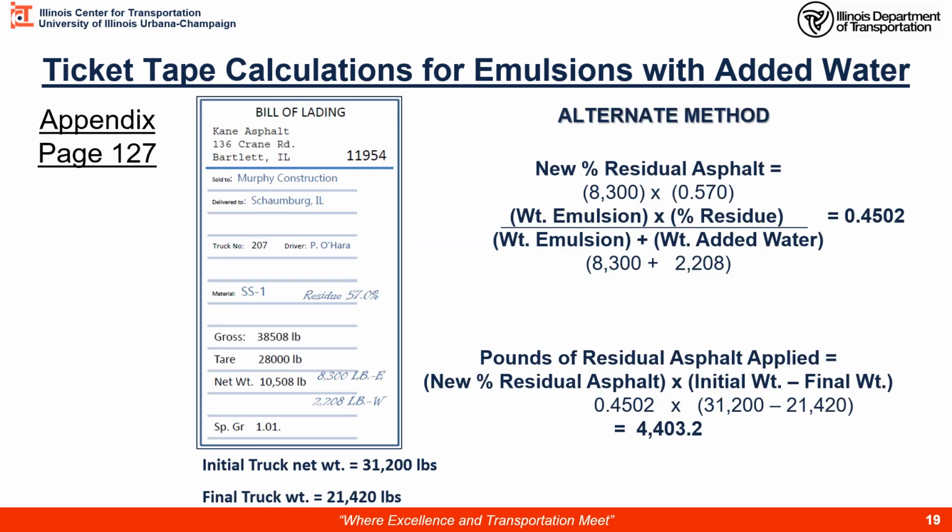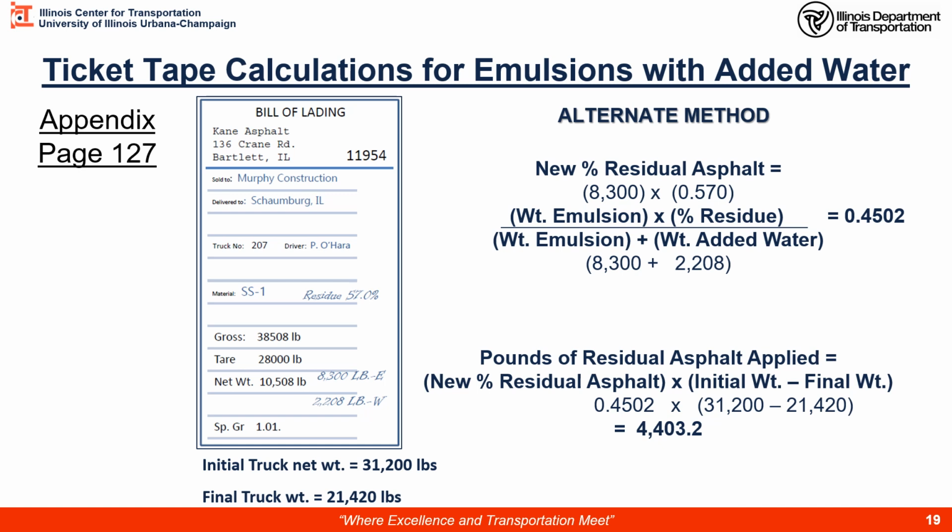So here we have a bill of lading for a project that you're working on. And what we need to do is to calculate the new percent residual asphalt that's being supplied to the job. So we have our bill of lading. It's an SS1 material. The residual rate of this material being supplied is 57%. In making the blend at the terminal, they started out with 8,300 pounds of this original emulsion and added to it 2,208 pounds of water.